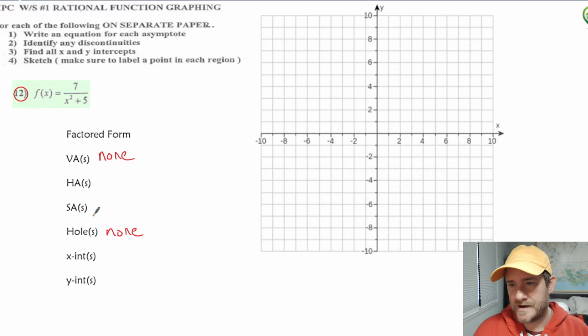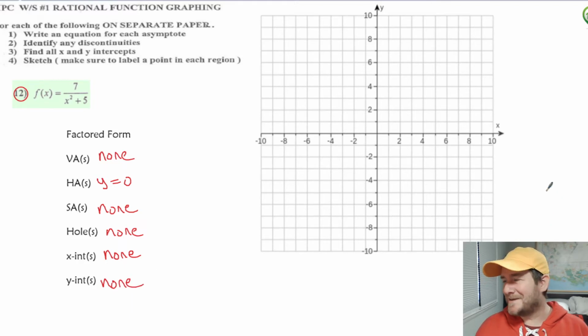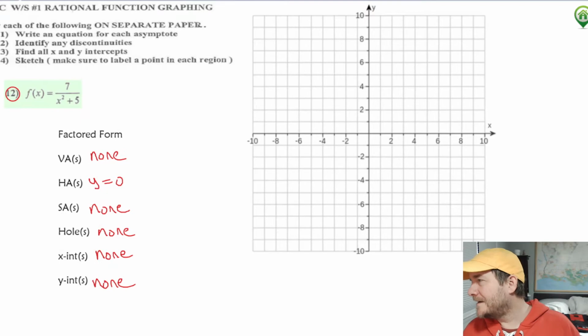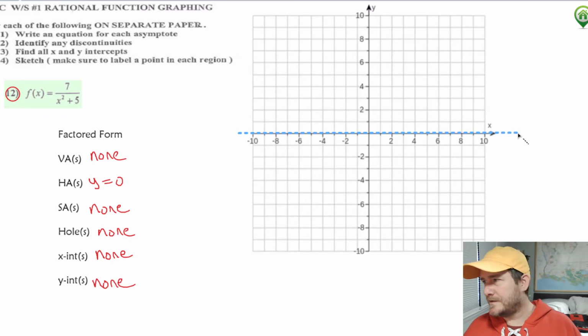Our denominator has the greater degree, so our horizontal asymptote is y equals 0, and our slant asymptotes are none. Our numerator is a constant, so it never equals 0, so our x-intercepts is none, and our y-intercepts is none. All right, super great. Let's graph this bad boy. We have a horizontal asymptote at 0, and then we have literally nothing else.